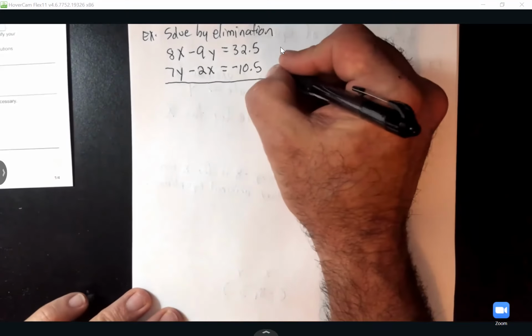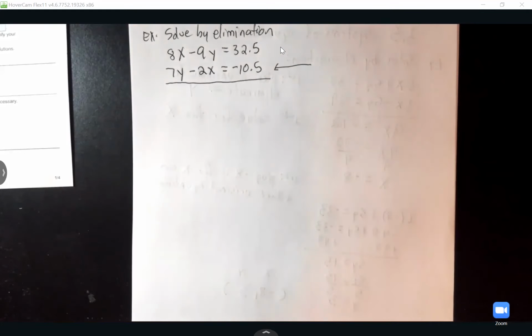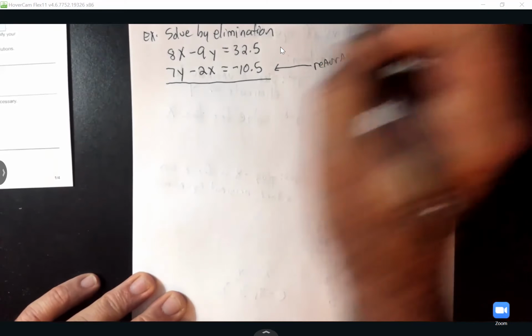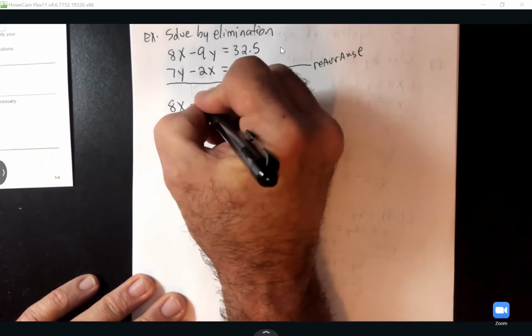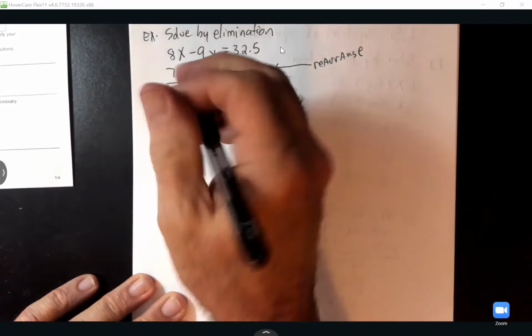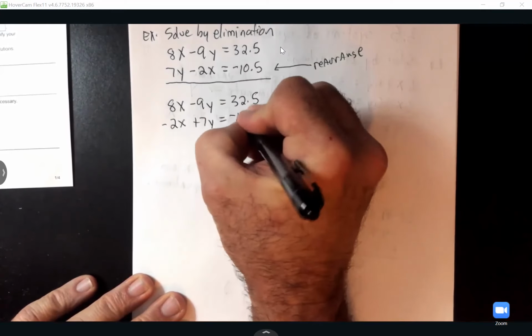Now I'm going to tell y'all something on this one. There's one thing I need to do before I figure out what variable I'm going to eliminate. Is it the inverse or switch? Are you looking at that second equation? It's sort of out of order, isn't it? Yeah, so let's rearrange this order. The first one I'm going to keep as 8x minus 9y equals 32.5. This one will be negative 2x plus 7y equals negative 10.5.